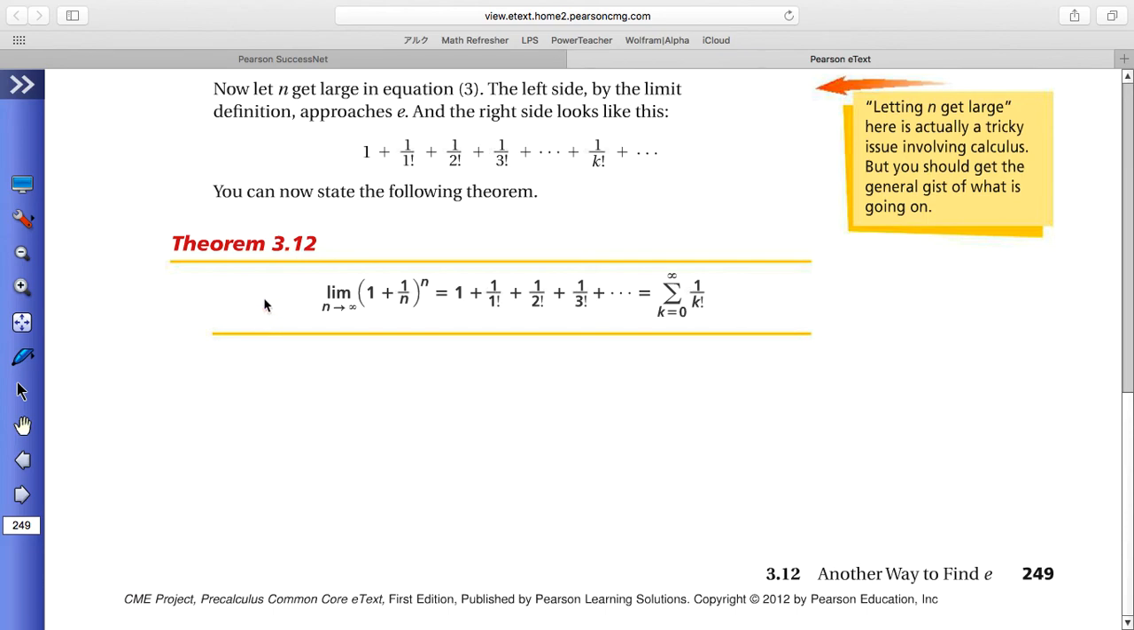Is to go over Theorem 3.12, which says the limit of (1 plus 1 over n) to the nth power as n approaches infinity equals 1 plus 1 over 1 factorial plus 1 over 2 factorial plus 1 over 3 factorial plus dot dot dot, which is the sum of 1 over k factorial as k starts from 0 and ends at infinity. So we're going to prove this one.